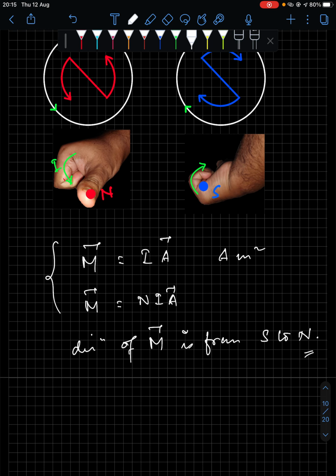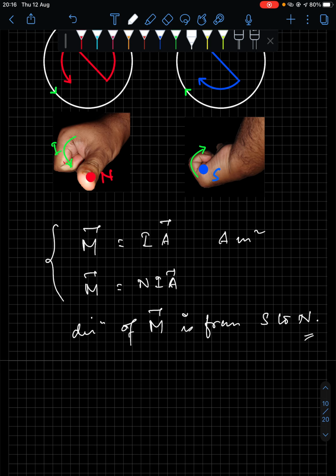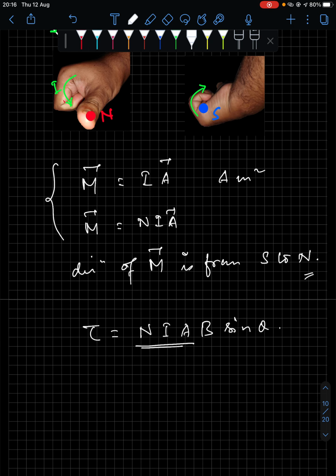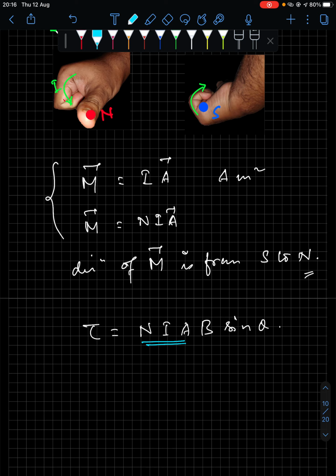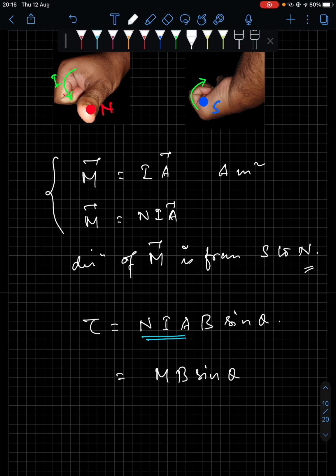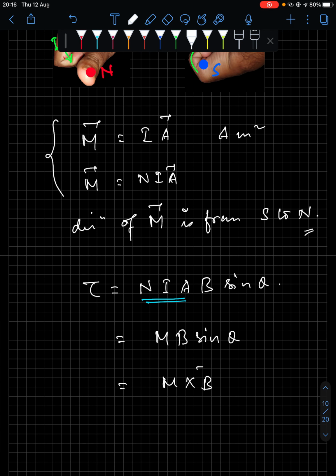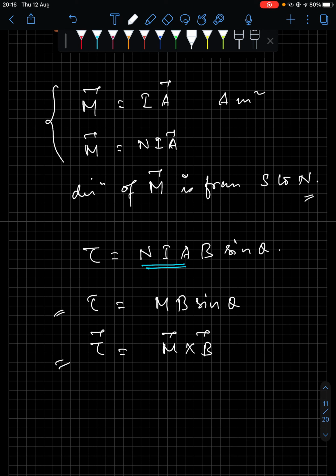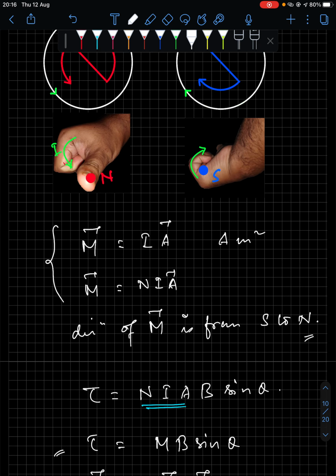So now that you understand the relation for magnetic dipole moment, we can write down the relation for the torque, which was NIAB sin theta previously. This NIA thing, we can write down as M. So it becomes MB sin theta. Now MB sin theta can be written as M cross B in vector form. This is the scalar relation, this is the vector relation. So this is your relation for torque in terms of magnetic dipole moment.